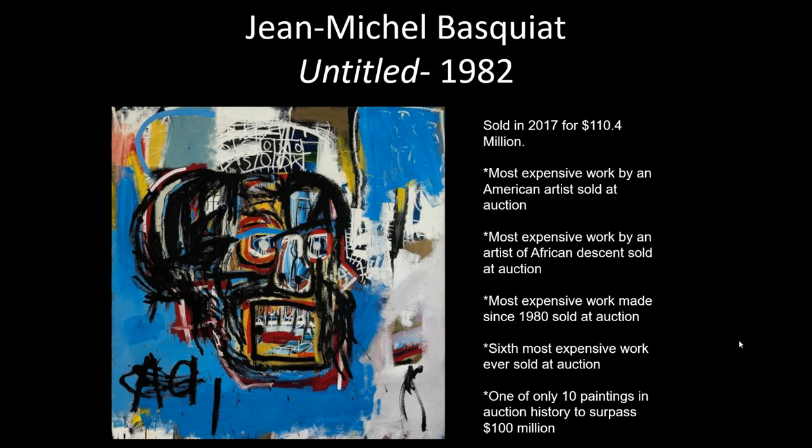Now, this one's really, really interesting. This just became the most expensive work by an American artist sold at auction just recently. It sold in 2017 for 110.4 million. It's the most expensive work by an artist of African descent sold at auction. It's the most expensive work made since 1980 sold at auction. It's the sixth most expensive work ever sold at auction. And it's one of only 10 paintings in the auction's history to surpass 100 million.